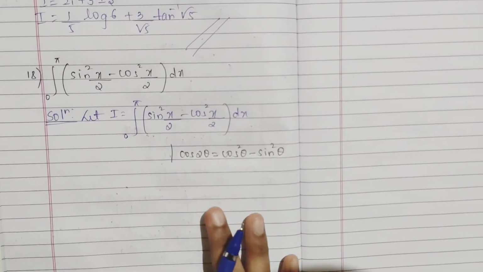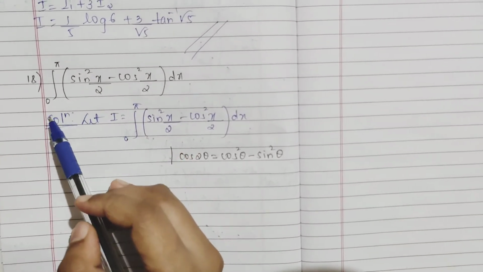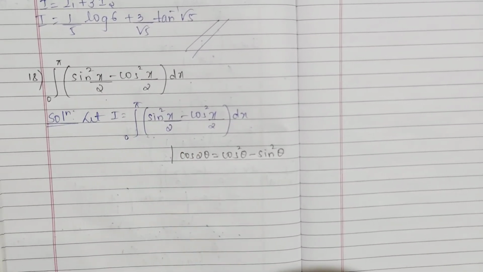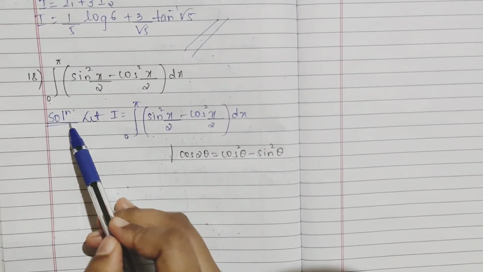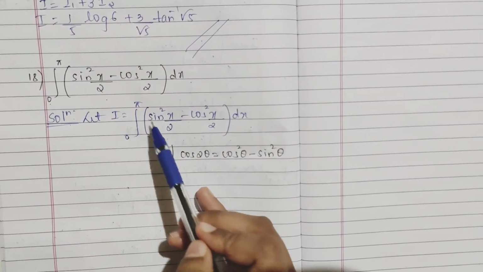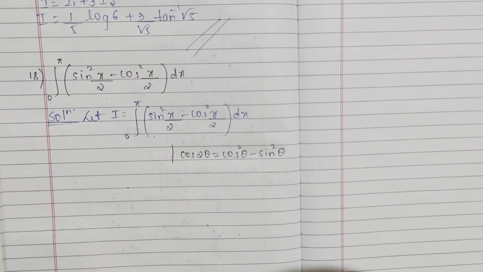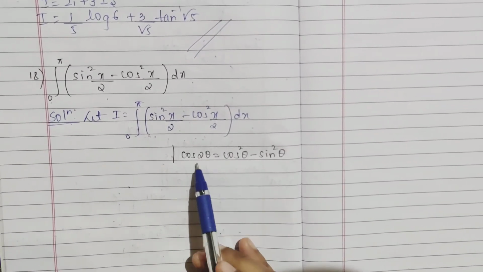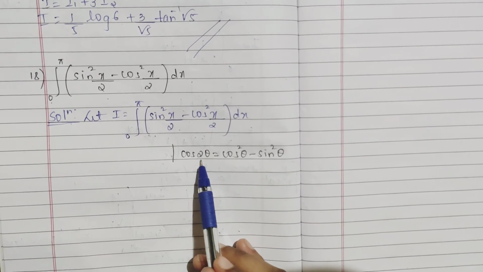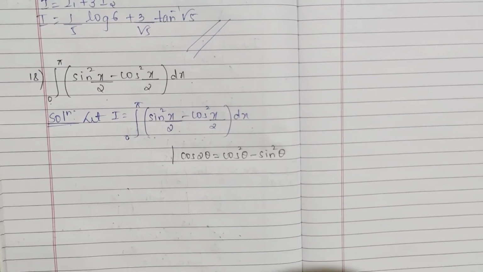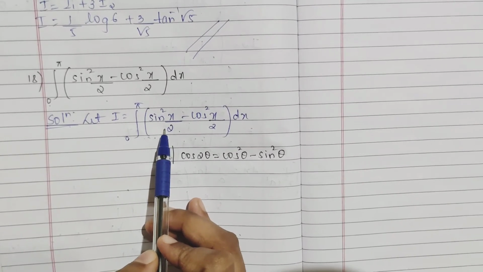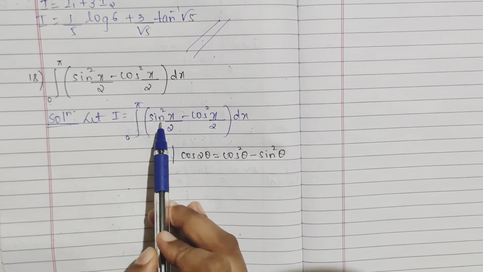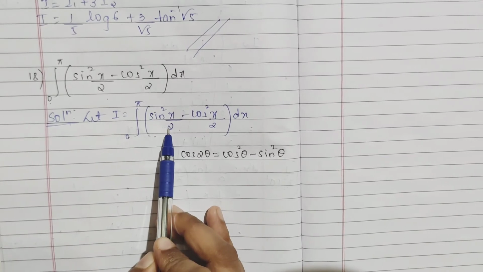Next is the 18th one, sin square x by 2 minus cos square x by 2 dx, and your integrals are 0 to pi. So, solution same, let I is equal to integral 0 to pi sin square x by 2 minus cos square x by 2. If you remember, I had given you formulas, identities. Cos 2 theta is what? Cos square theta minus sin square theta. This is the same, but in half angle, right? This is half of this, given in the same form but half angle.